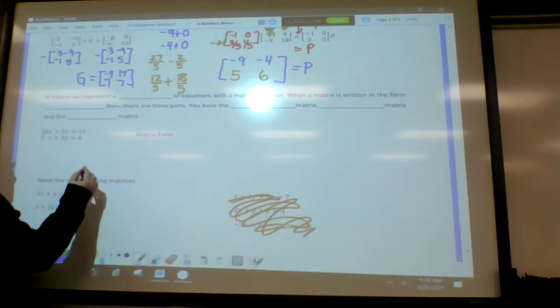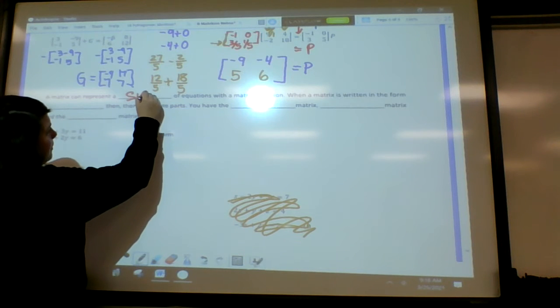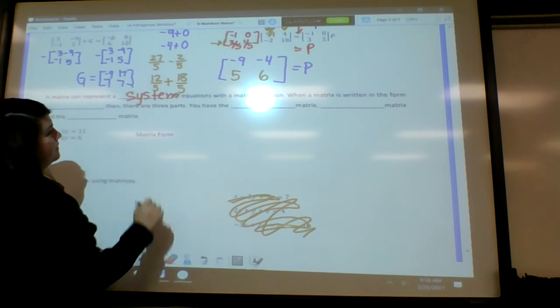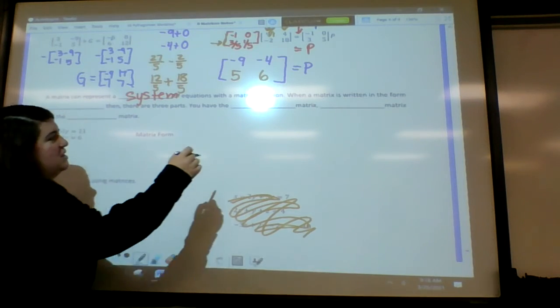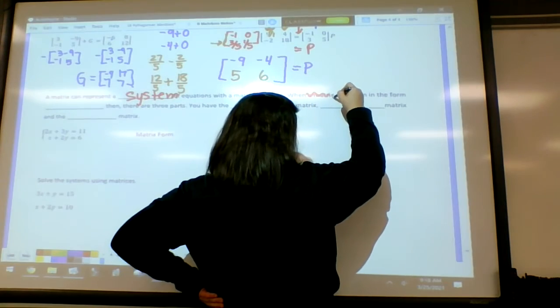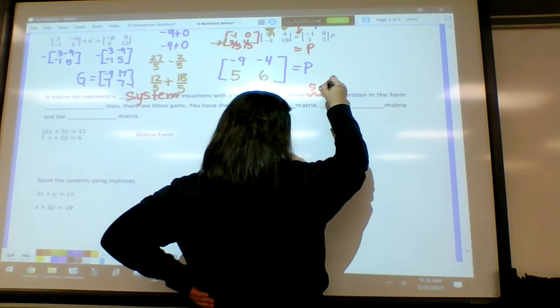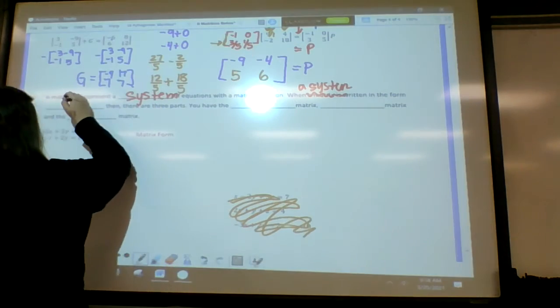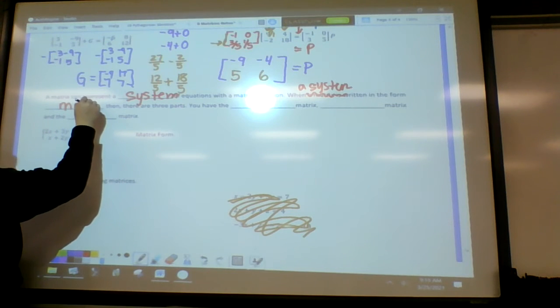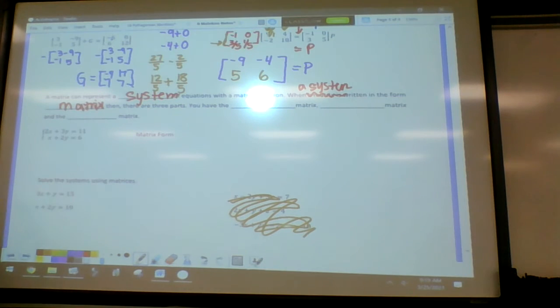So let's go ahead and fill in this note. So a matrix can represent a system of equations. So when you write, this should actually say when a system, sorry, there's a little bit of a typo there. So when a system is written in matrix form, there are going to be 3 parts. All right, so if we change this into a matrix form, you have three pieces.